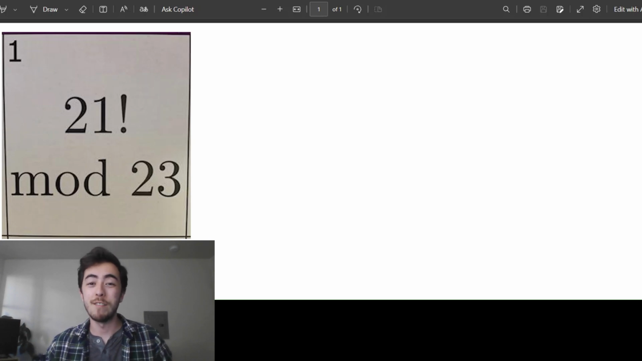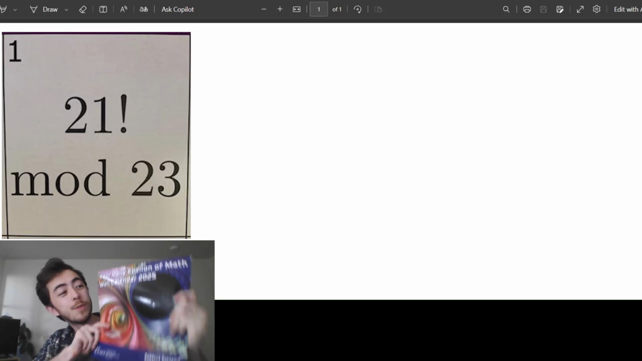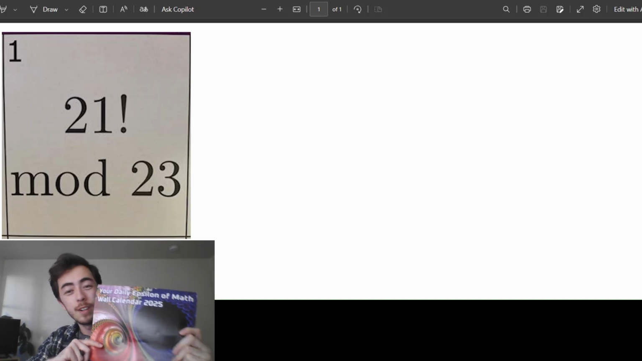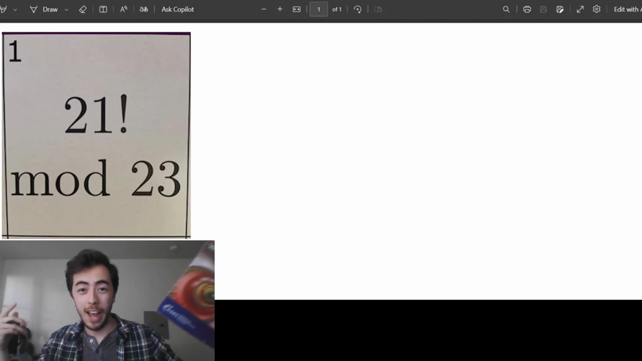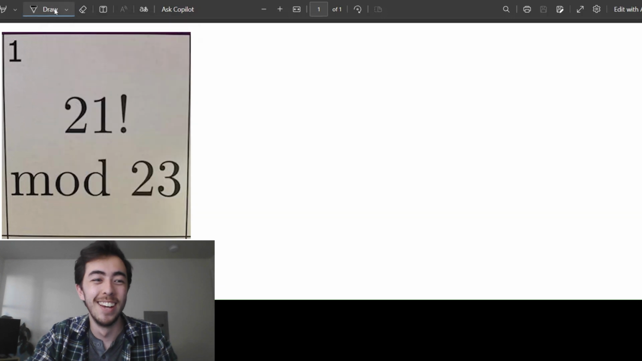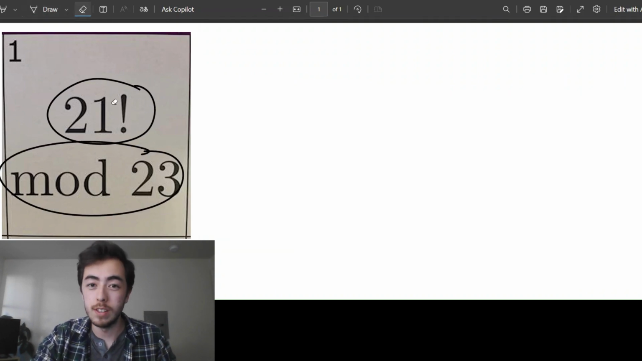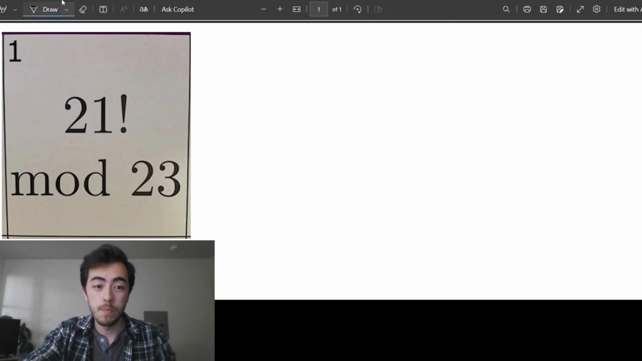Today is July 1st, and we're solving problem number 182 from the Daily Epsilon calendar. Once we finish this problem, we are halfway through the year together. That's crazy. Okay, let's figure out why the answer should be 1 today. We have 21 factorial mod 23, and supposedly this answer is just 1.